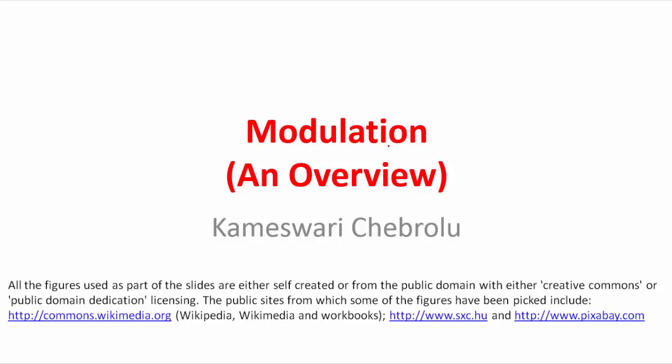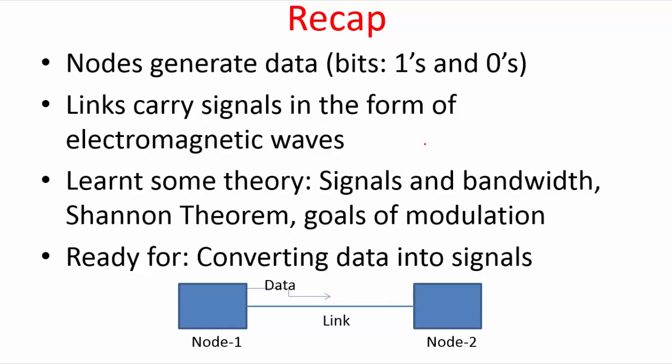So at last we are ready to convert bits into signals, the crux of the physical layer. This process goes by the name of modulation. Before we dig in, a few questions first. I know you're tired of looking at this slide, but it is good to recap for reinforcement. Nodes generate data in the form of bits and links carry signals in the form of electromagnetic waves. So we need to convert these bits into signals.